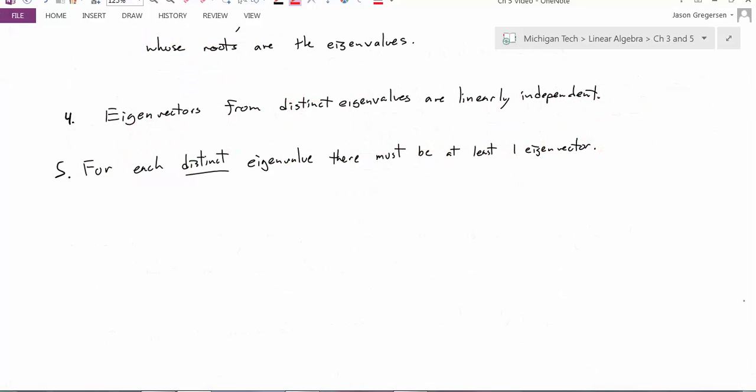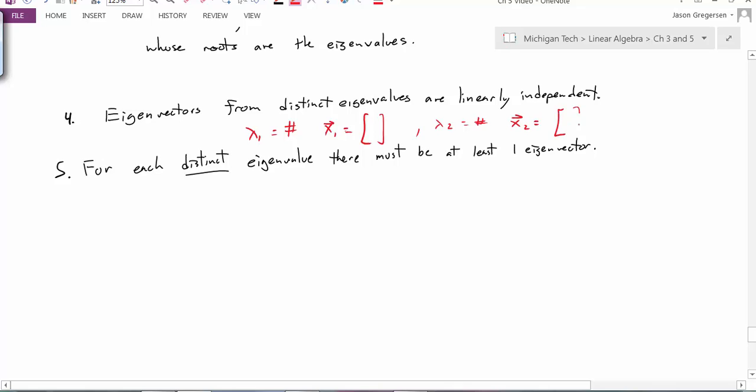Now let's look at the last two. These last two we're not going to justify so much, but really look at their implications, what these two properties really tell us. Number four says that eigenvectors from distinct eigenvalues are linearly independent. So if we find our first eigenvalue, it's some number, and we find an eigenvector associated with it, and then later we go on to find our second eigenvalue and our second eigenvector, because these two eigenvectors are coming from different eigenvalues, those two vectors are going to be linearly independent. That's what this one's saying.